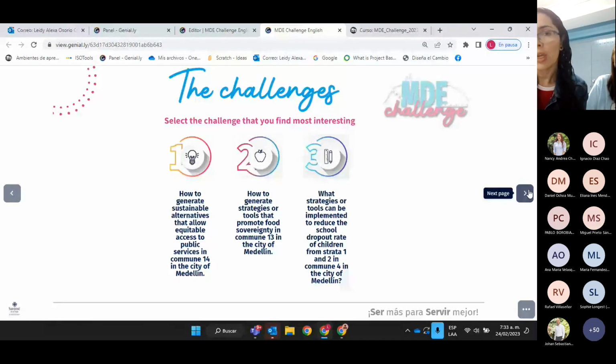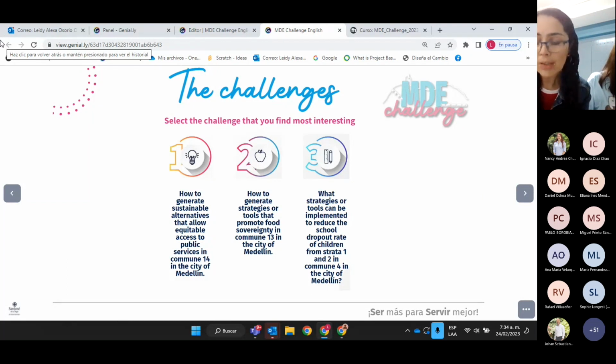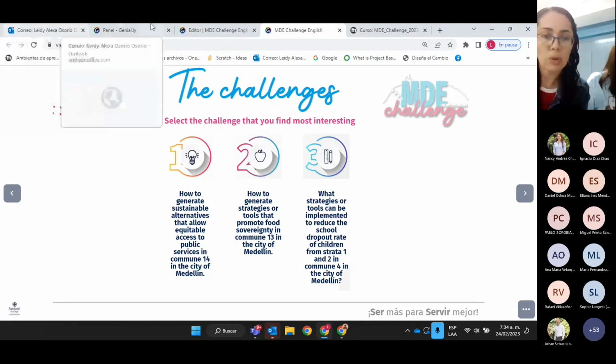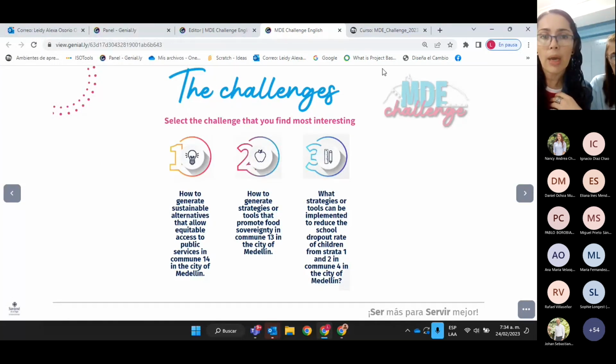The first challenge is related to public service in Commune 14. I know that some teams have selected a challenge, but don't worry, we have more time to select these teams, right? The second challenge is related to food sovereignty in Commune 13. And the next challenge is related to reducing school dropout in Commune 4. It's important to know that we have three real-world problems related to each commune, and the idea is that each team solves the challenge that the team wants to select, right?